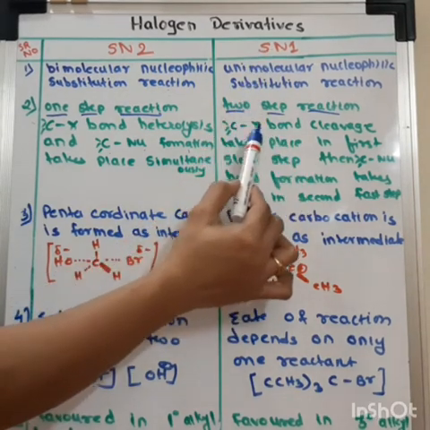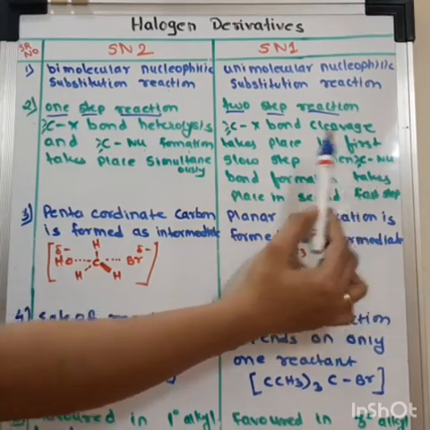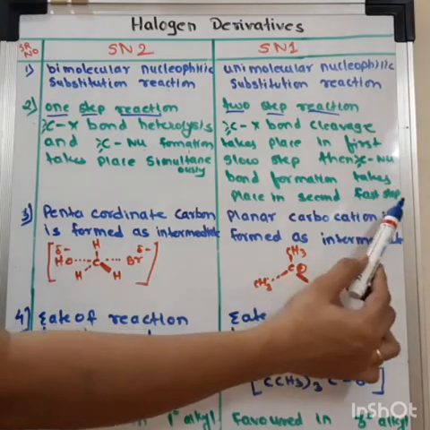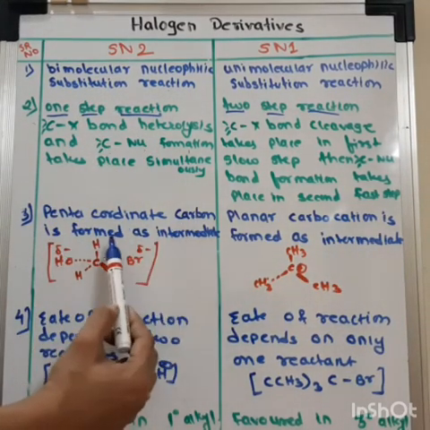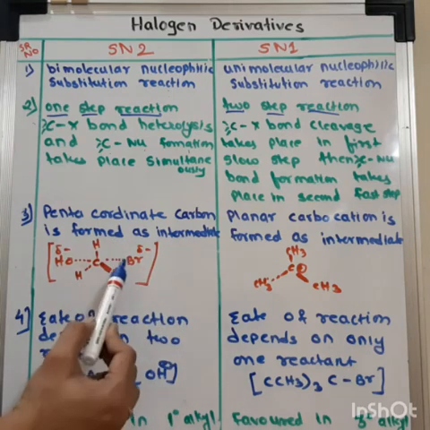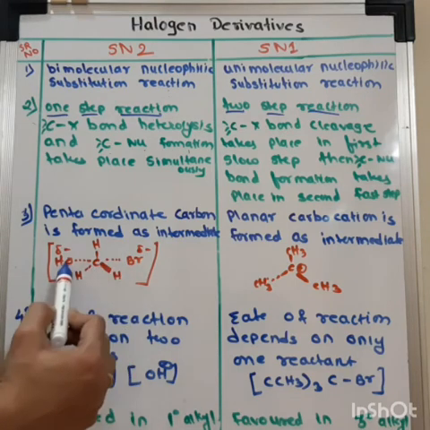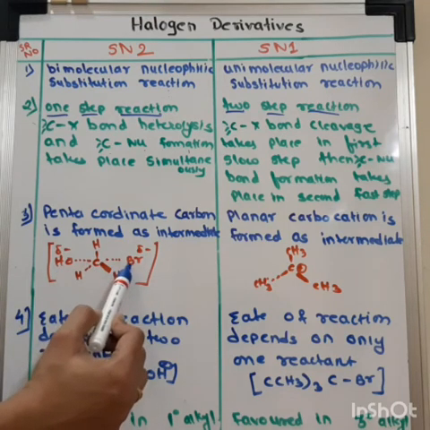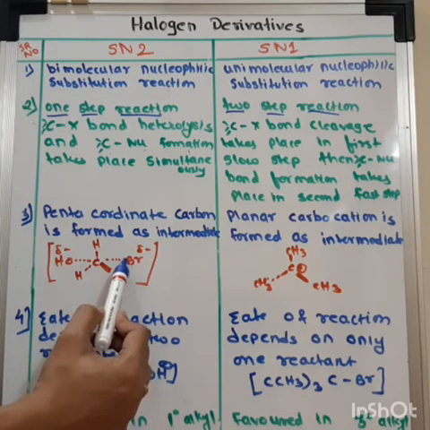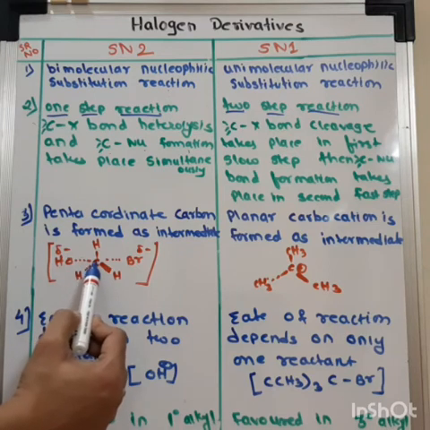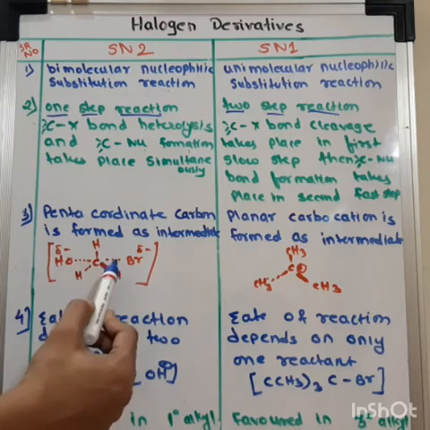In SN1 reaction, carbon-halogen bond cleavage takes place in the first slow step, and then carbon-nucleophile bond formation takes place in the second fast step. In SN2 reaction, a pentacoordinate carbon is formed as an intermediate, as shown in this diagram. Two partially covalently bonded atoms are there, OH and Br. Br, that is bromine, is undergoing heterolysis and OH is forming a bond with carbon. So this becomes a pentacoordinate intermediate. This is a transition state.